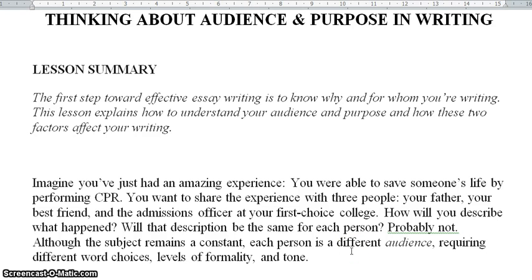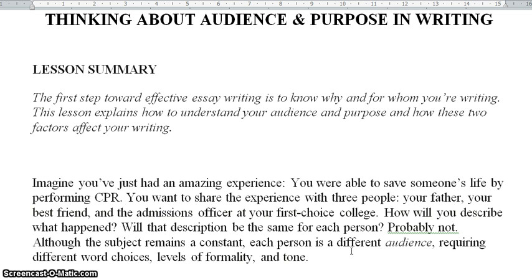Hello, and welcome to our lesson on thinking about audience and purpose in writing. The first step towards effective essay writing is to know why and for whom you're writing. This lesson explains how to understand your audience and purpose, and how these two factors affect your writing.